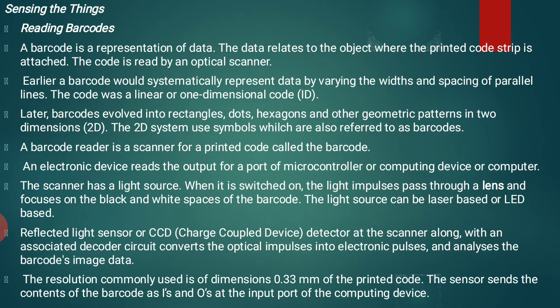A scanner has a light source. When it is switched on, the light impulse passes through a lens and focuses on the black and white spaces on the barcode.